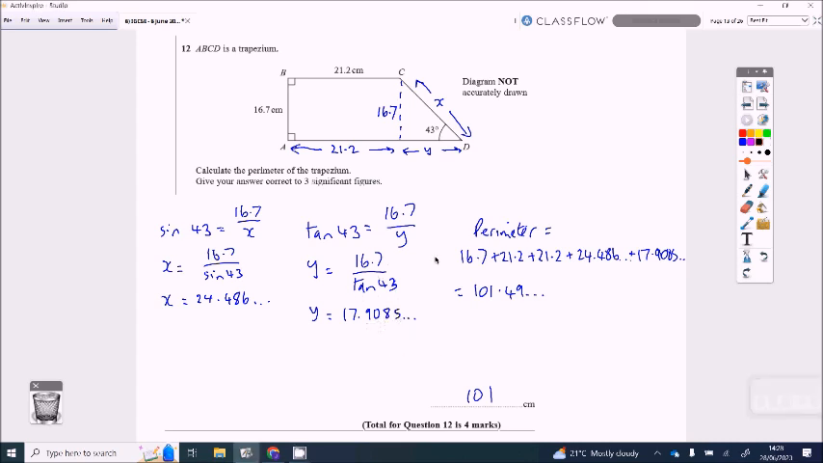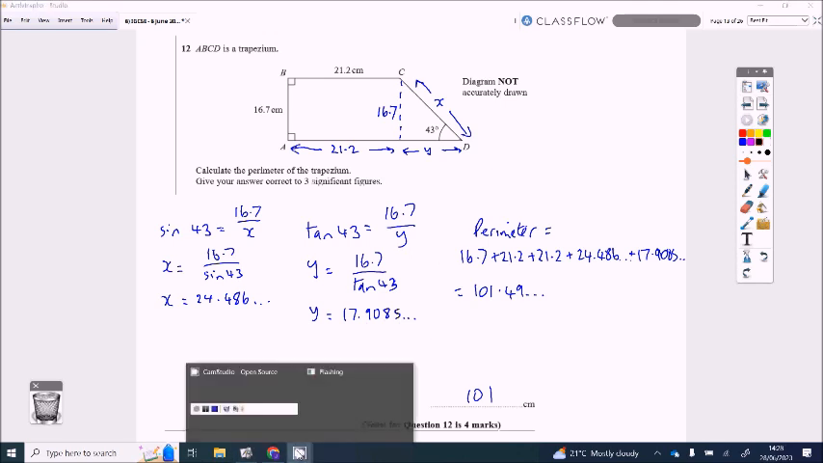So then run around the shape adding up all the sides. Okay, so we've got 16.7, we've got 21.2, we've got x of 24.486, we've got 17.989805. So all our sides around the outside, add them all together, we get 101.